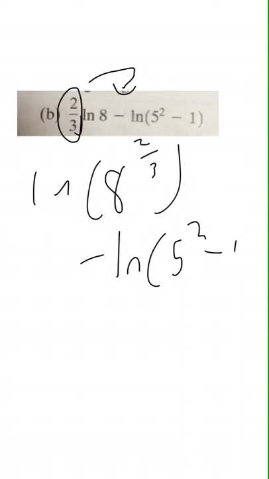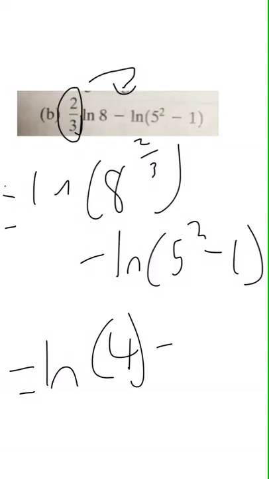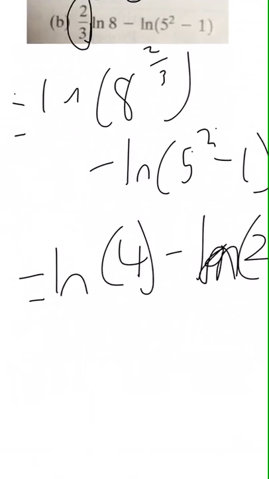For part B, you have 2/3 ln of 8 minus ln of 5 squared minus 1. So, here you have an exponent, you can move it to the top, so that'd be natural log of 8 raised to the power of 2/3 minus ln of 5 squared minus 1. Let's see if we can simplify what's inside. Alright, remember 8 to the 2/3 is just 4. And 5 squared is 25 minus 1 is 24. That'd be natural log of 24. So ln of 4 minus ln of 24.